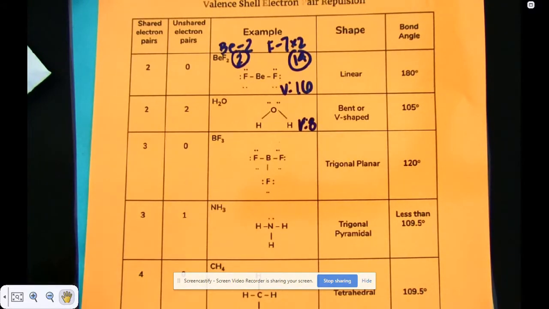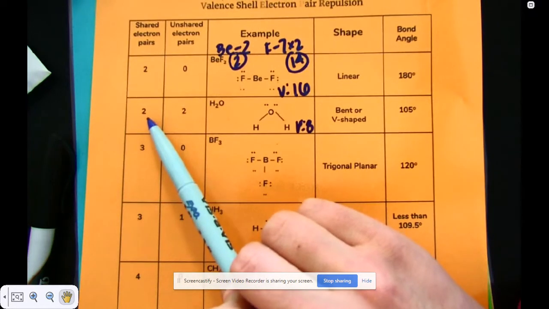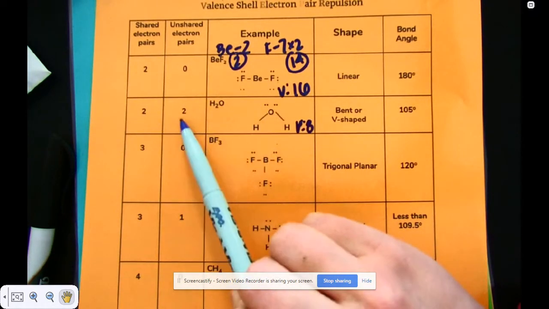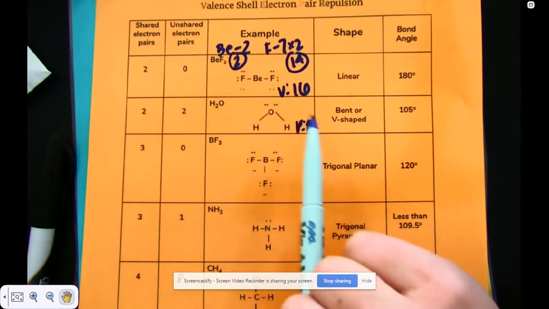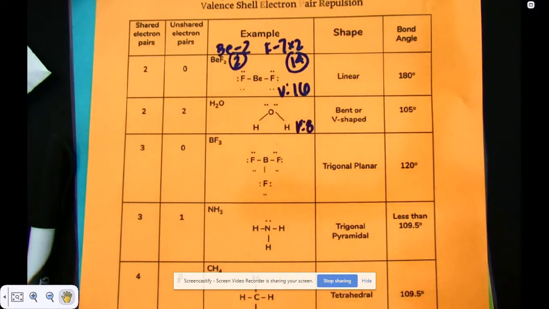Okay, so the way you know that this is the case is if you have two shared electron pairs and two unshared pairs on the oxygen. All right, so two unshared pairs and two shared pairs.